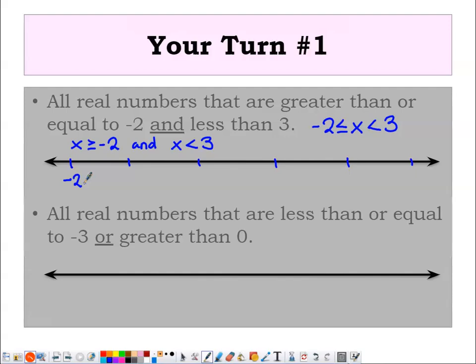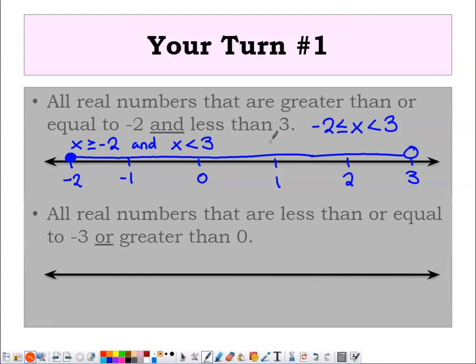We'll put -2. Okay? So we have that number line. So x is greater than or equal to -2. So that is going to be a closed circle. And we're heading to the right. And we go all the way up to 3. And we have an open circle there. So any number that's within that region is a solution to that inequality.